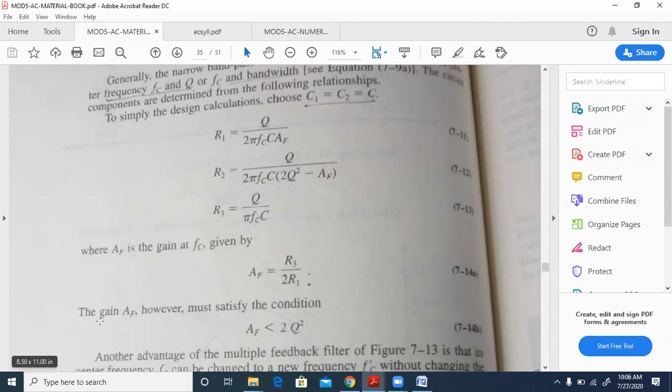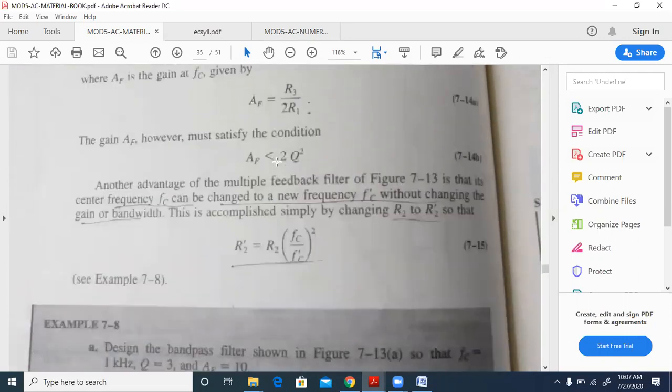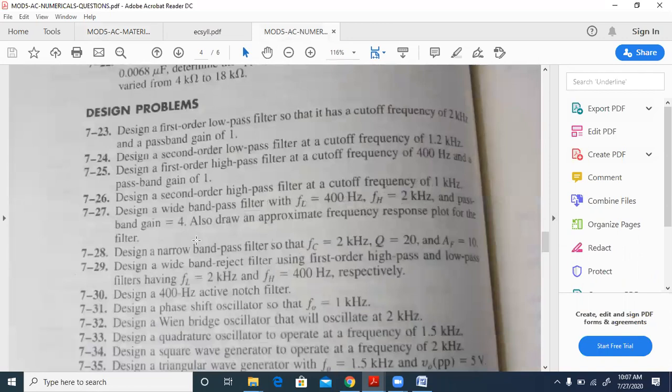Okay. So again, gain AF, however, must satisfy the condition which is AF by 2 Q square. We need not bother about this. We can just choose the value of C and find R1, R2, R3. Okay. Then if you're changing the frequency, then we need to find out this value. However, we are not changing the frequency here. Okay. So in this particular problem, that will solve it.